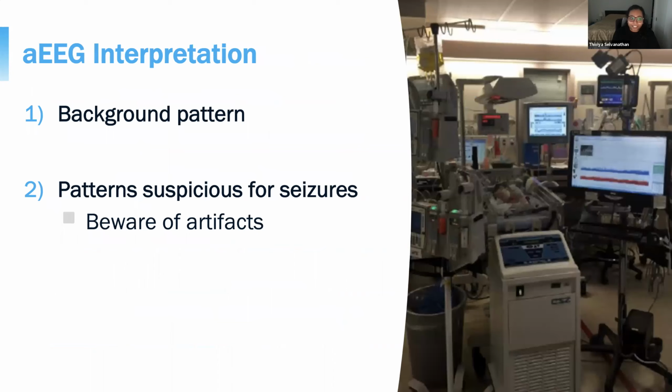So we're now going to move on to the aEEG interpretation piece of this talk, and we will focus on 2 main things. One will be to interpret different amplitude integrated EEG background patterns. And then the second part of the talk will be to review patterns that are suspicious for seizures. And we'll also review some common artifacts that we see in the cardiac ICU as well.